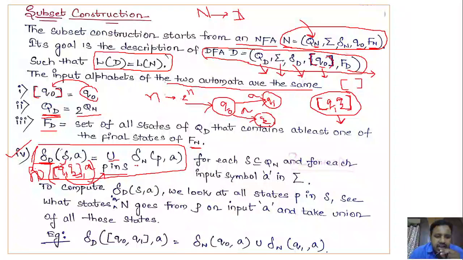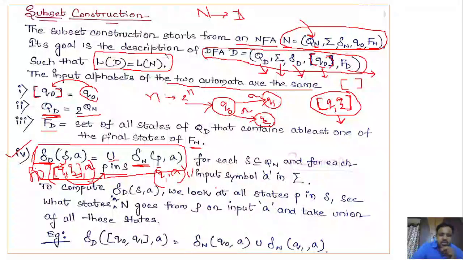So how do we write this? Delta N means the transition function in the NFA, that is delta N of P. What is P here? Q1. Q1 comma A. Then union, so that must be a union with delta N of Q2 comma A. Okay, Q2 comma A. In this fashion, we calculate the transition function for a state in the DFA, right?